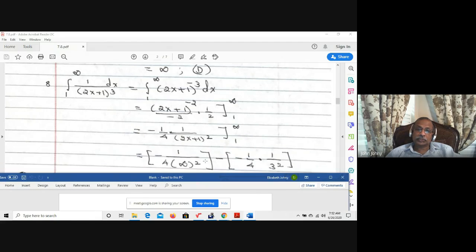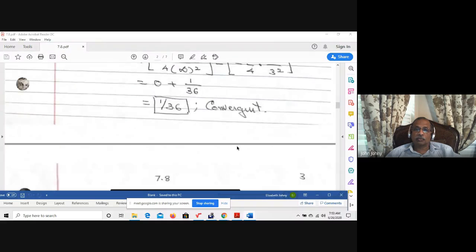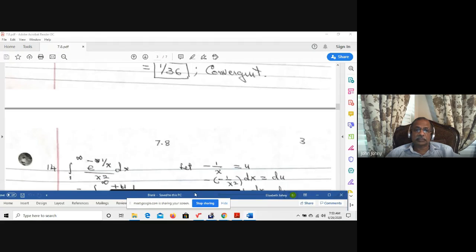When you substitute the upper limit, you get negative 1/4 times infinity square in the denominator, because 2 times infinity plus 1 is infinity, minus negative 1/4 times 1 over 2 plus 1, 2 times 1 is 2, 2 plus 1 is 3. So that is 1/4 times 1 over 3 square. So that is equal to, this part is 0 because there is an infinity in the denominator. And this is 2 negatives makes a positive. 9 fours are 36. So the final answer is 1 over 36. So it is convergent.